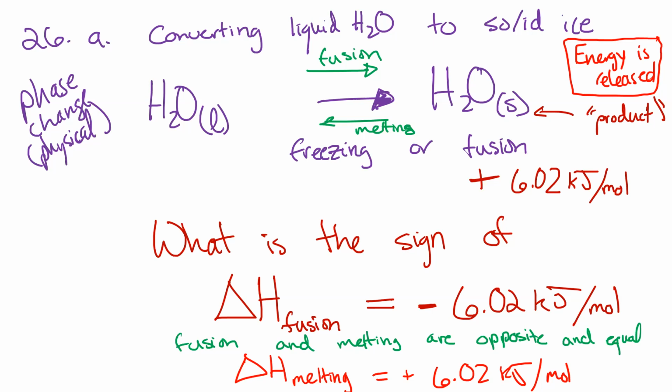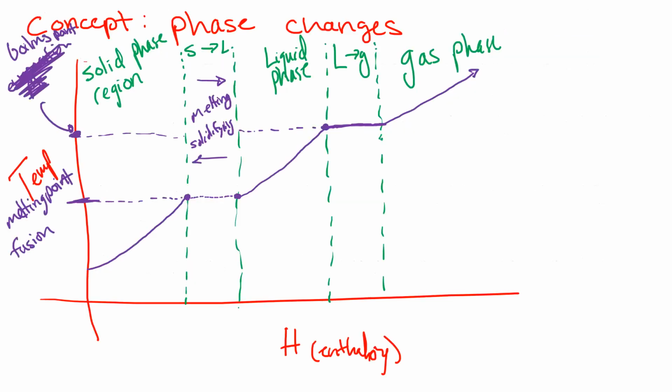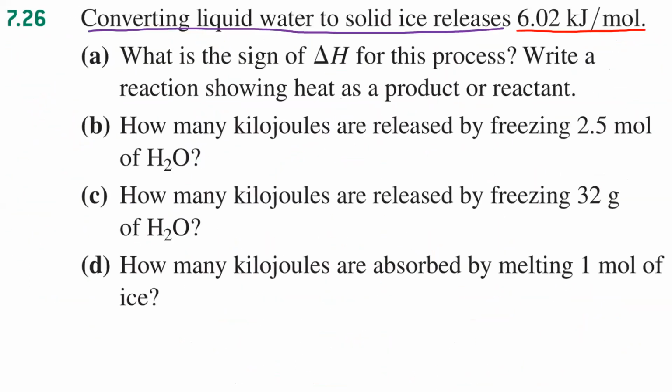Okay, I'm going to move on to the next part. How many kilojoules are released by freezing 2.5 moles of water? Okay, so you know what? I'm going to skip B and go to C because C is going to be essentially the same thing as B, but a little more complicated. The calculation for C and B are almost identical. The process is almost identical. There's just an additional step for part C. Okay, so I'm going to go to part C now.